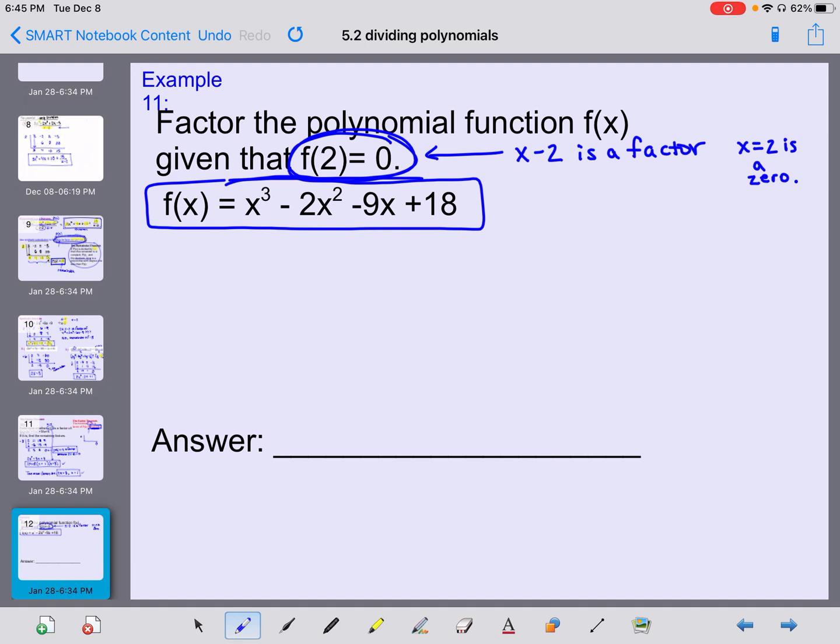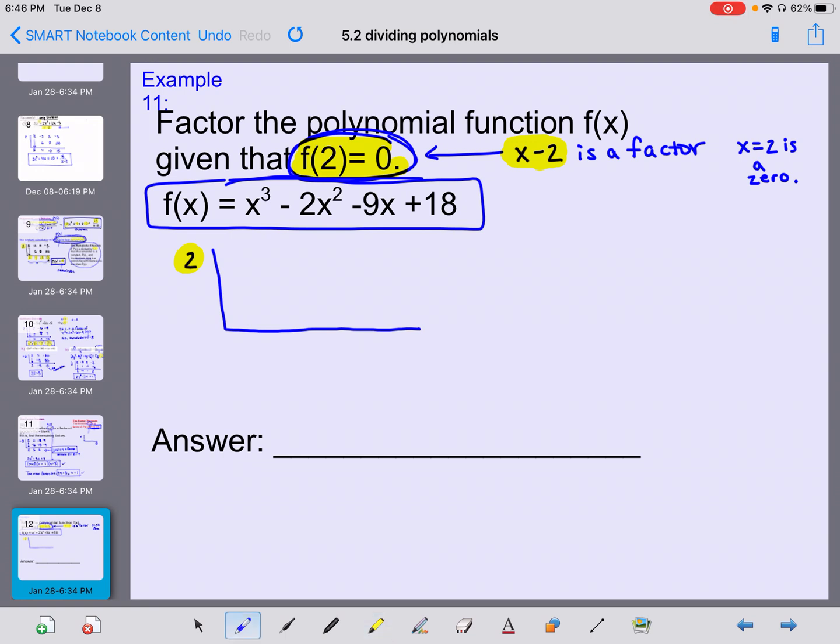So what we're going to do is synthetic division again. We're going to put our 2 on the outside. This is where it starts to get a little confusing. Why the number 2? I thought we did the opposite, right? But no, x minus 2 is the factor. We're doing the opposite of the factor, the opposite of the binomial x minus 2. The f of 2 equals 0 is the same number, okay?